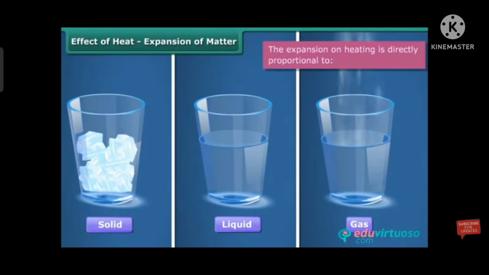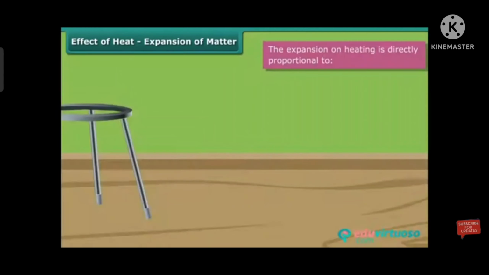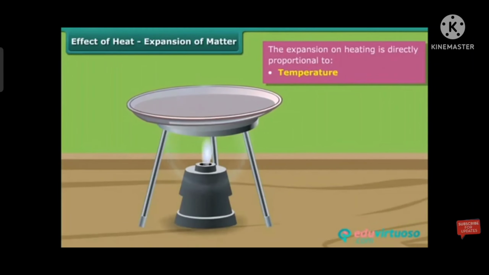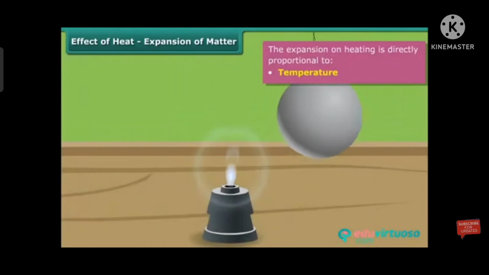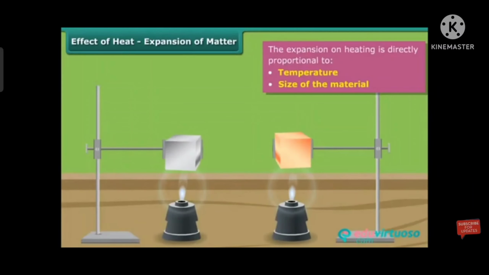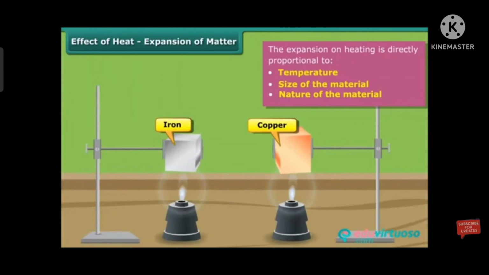The expansion of matter depends on the temperature through which it is heated. In this case, when we heat this plate, the higher the temperature, the more the expansion. Expansion of matter also depends on the size of the material being heated. The longer the plate or bigger the bowl, the more the expansion for the same rise in temperature. The nature of the material being heated also plays an important role in expansion. For example, copper expands more than iron for the same rise in temperature.